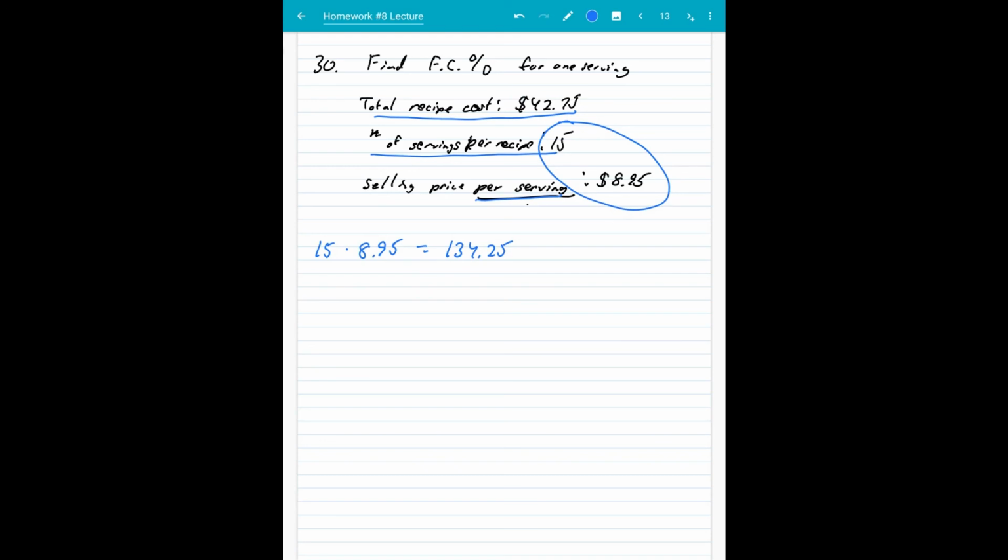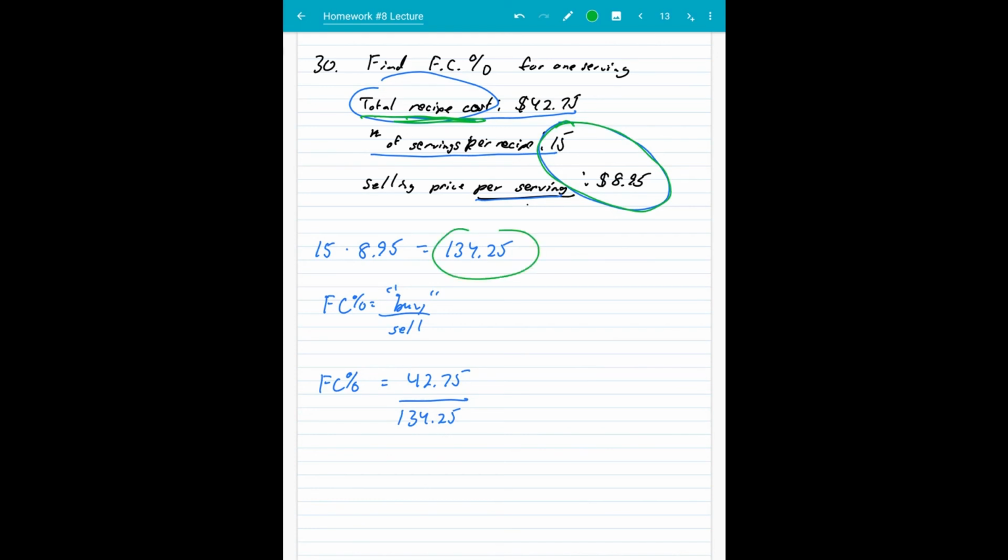So again, remember, food cost percentage is equal to buy over sell. And we want to find out what that food cost percentage is. It costs us for the total recipe $42.75. So food cost percentage is equal to $42.75 divided by, we're selling it for $134.25. The key thing is we had to keep total recipe costs, so we had to find the total selling price right here. Key total with total, a little tricky. Go ahead and divide them out.